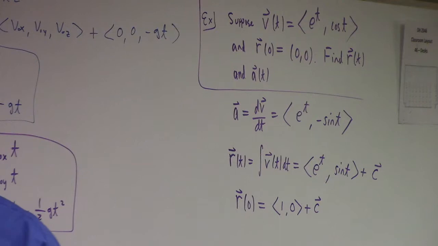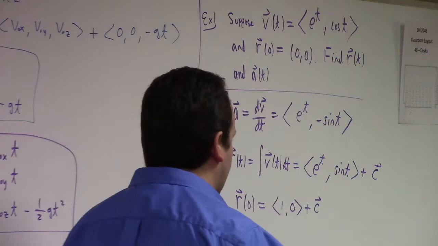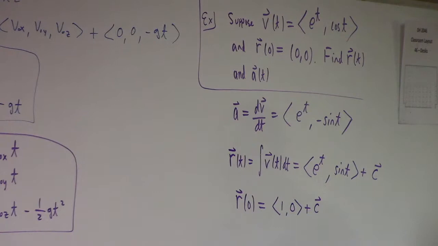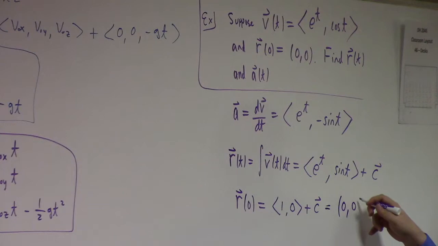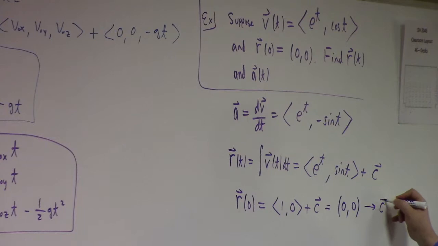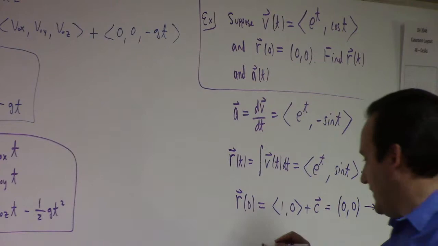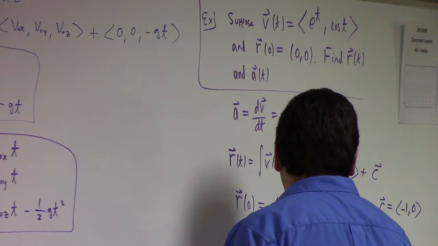You know, I knew that plugging in time zero can make everything go away. Here, plugging in time zero doesn't make everything go away. I mean, there's this e to the t left over, and that gets me one, zero. So if that's equal to zero, zero, again, don't sweat the brackets, that tells me that c is actually minus one, zero. And so I find r of t is equal to e to the t minus one, comma, sine of t.